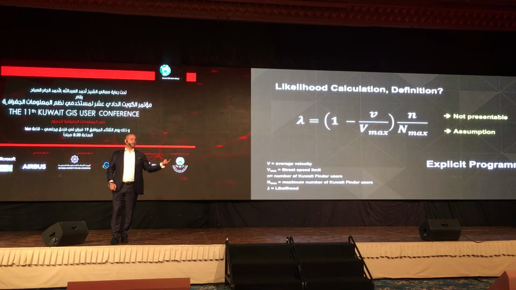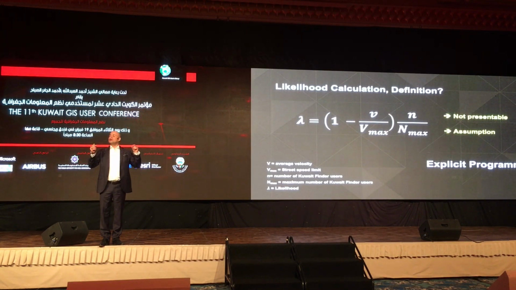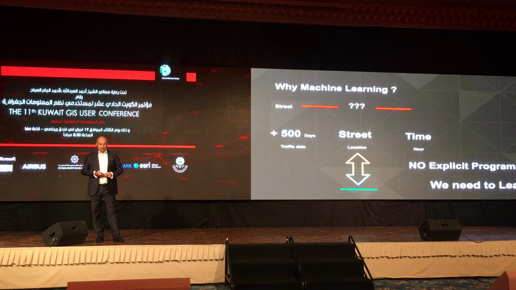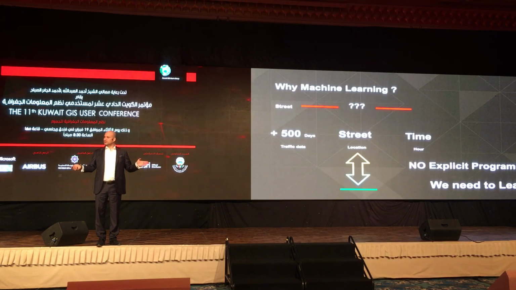Traffic calculation, or traffic likelihood, is a mathematical formula that needs a lot of tuning in order to be correct. So every time we get additional or more data, we need to tune it manually, and this needs a lot of explicit work. We need to be very explicit in programming this. So the decision came: we have more than 500 days of GPS logs, we have the street networks, we have the time. So how can we learn from this data in order to predict the missing data that we have?